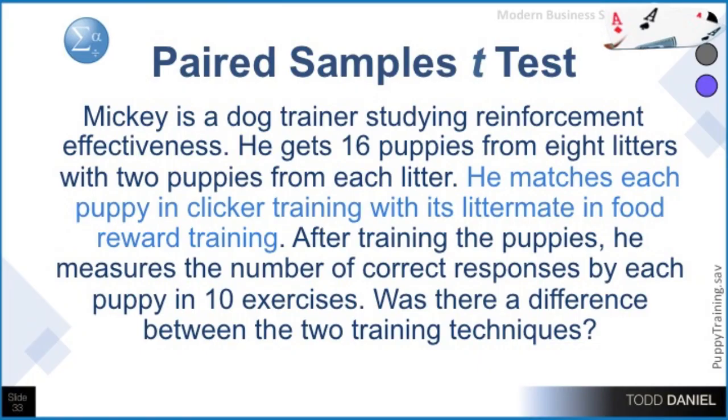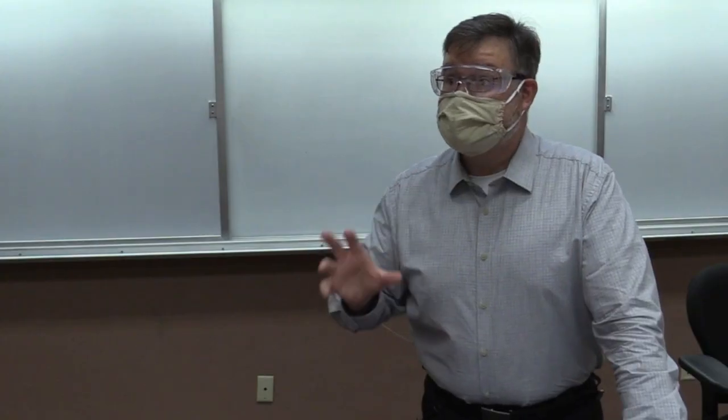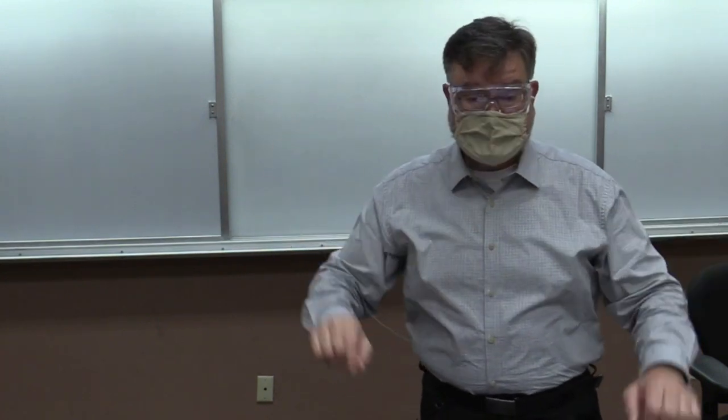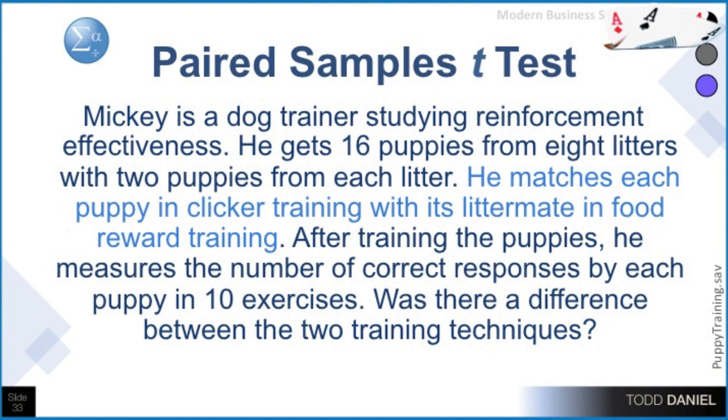So here's our setup. You'll notice it's very similar to the one that we did with the independent samples t-test. Mickey is a dog trainer studying reinforcement effectiveness. He gets 16 puppies from 8 litters with 2 puppies from each litter. So we have a total of 16 dogs, and they're twins. We put 1 twin in each group. He matches each puppy in clicker training with its litter mate in food reward training.